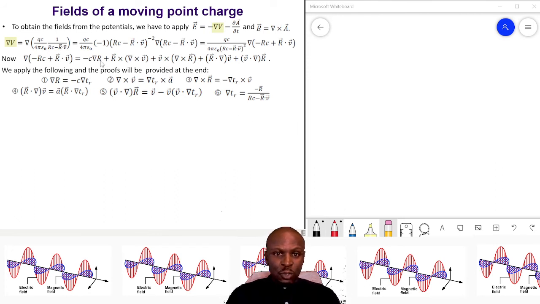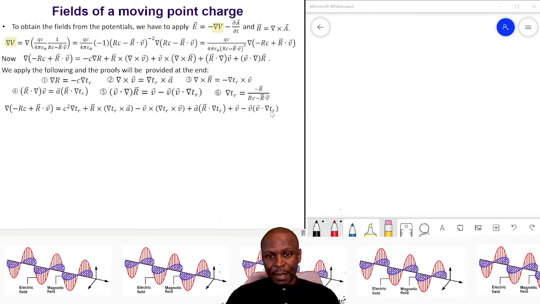Now, I want to use this in this equation here. So now, for an example, when I see the gradient of R, I'm just going to write this. I see that, therefore that will be C squared, and then the gradient of R is just this. Therefore, that will be C squared. So this whole thing will just be given by this equation here.